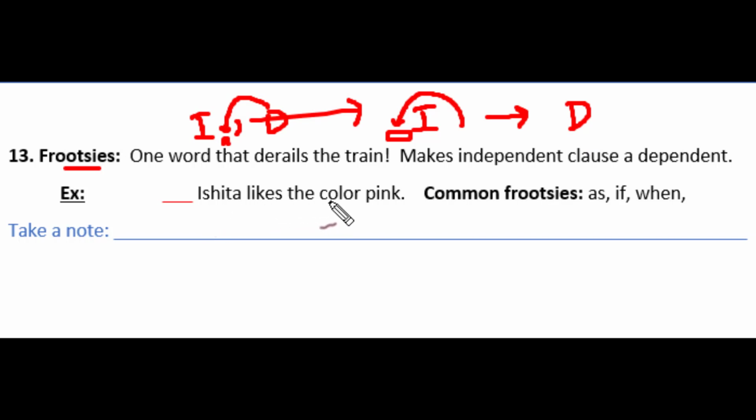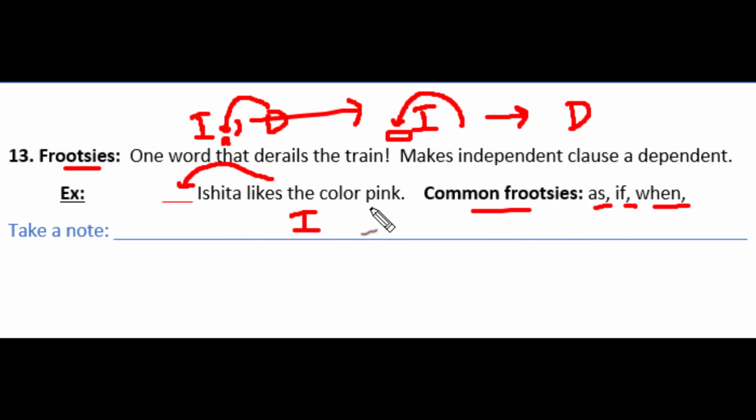Ishita likes the color pink. You see that this is an independent clause, it stands alone. Now, if we take a fruitsy and throw it right in front of that independent clause, watch what happens. Common fruitsies, by the way, are as, if, and when. As, let's try that one. As Ishita likes the color pink. You see it? It throws everything out of whack.